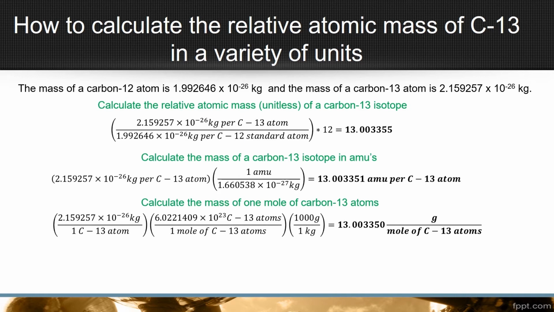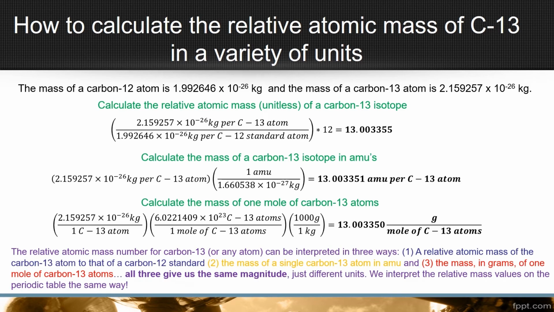13.003350 grams per mole of carbon-13 atoms. Now, all these results gave us the same magnitude plus or minus a bit at the end due to round-off errors in our constants. The similarity of these results is not a surprise because all three computations required values and conversion relationships based on the same carbon-12 standard.